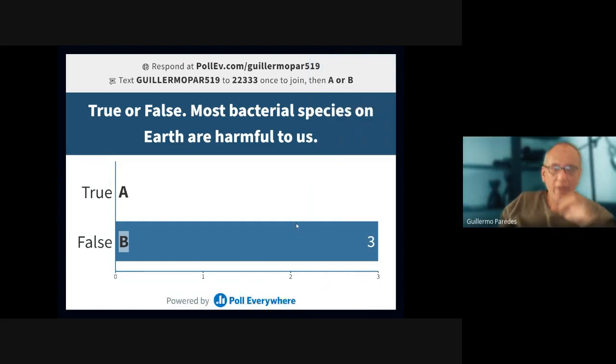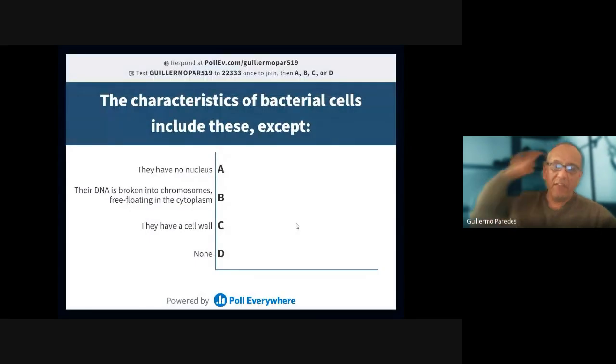Okay, all right. So false is the right answer. Most bacteria species on Earth are harmful to us. That is false, as we mentioned. Next. The characteristics of bacteria cells include these, except.